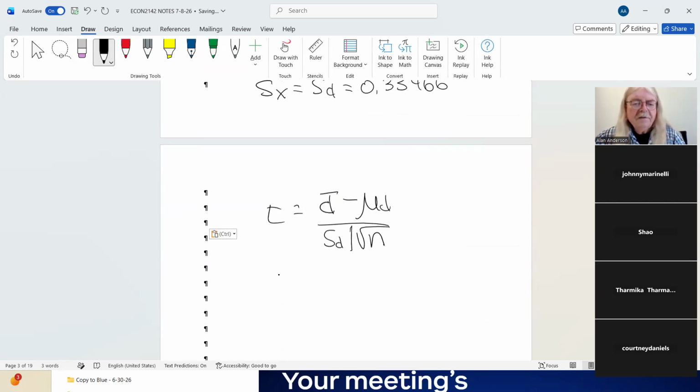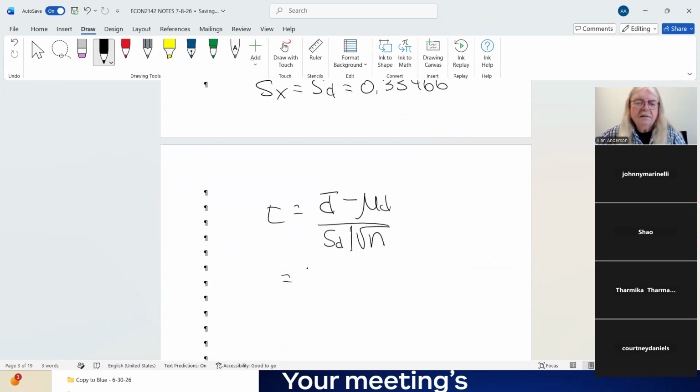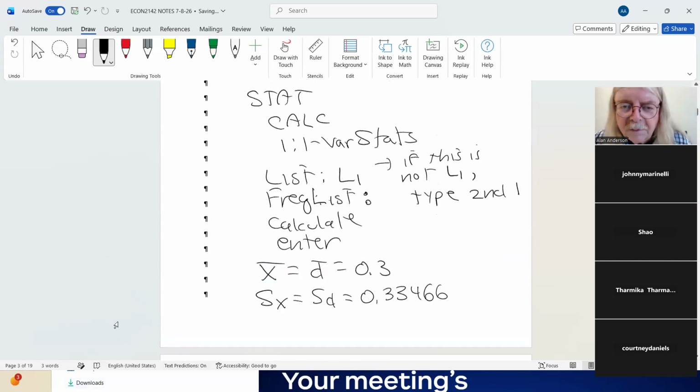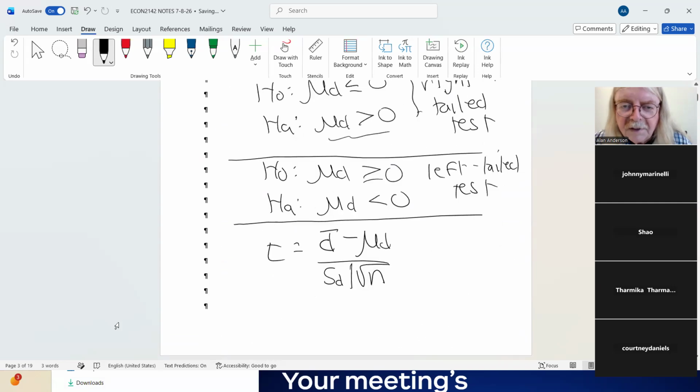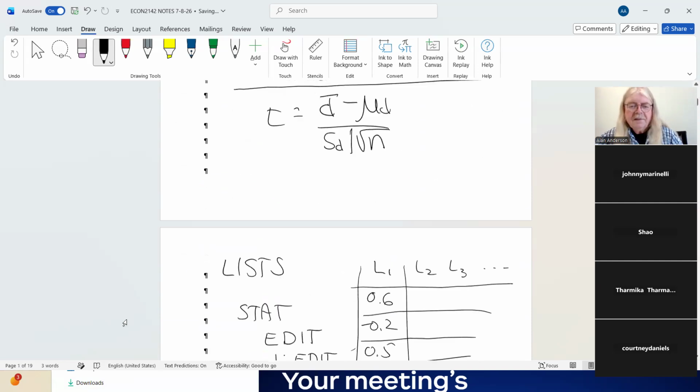So we have D bar is 0.3. This is equal to 0 because we're trying to find out if the two procedures equal each other. It would be up here. We actually are using the two-tailed test in this case.